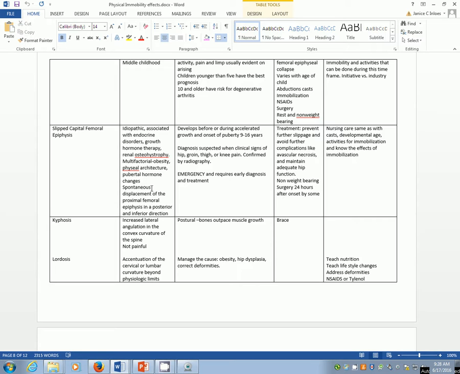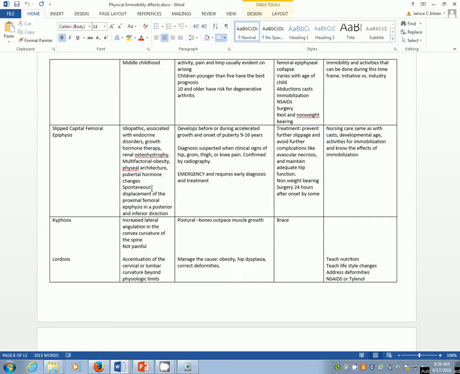They should be non-weight bearing. A lot of your orthopedic surgeons will do surgery 24 hours after onset instead of trying a cast and things. It's really a risky disease process, and they could lose the use of their hip. So our nursing care is going to be the same as when they're casted, because after surgery they're going to be casted. Developmental age again, and of course immobility and the effects of immobility, because they are going to be immobilized.